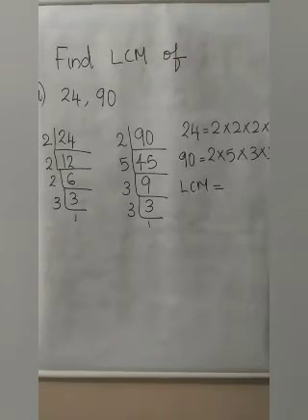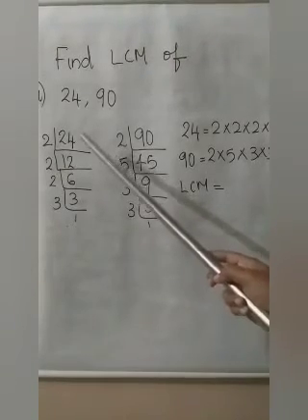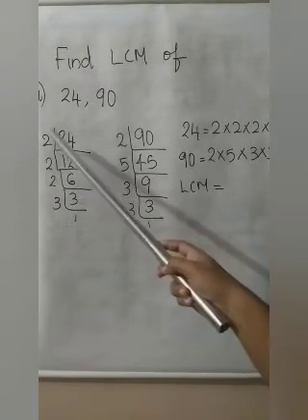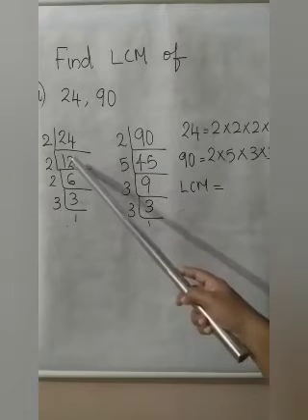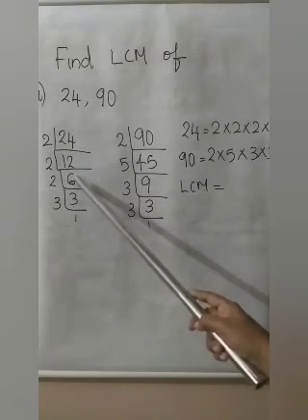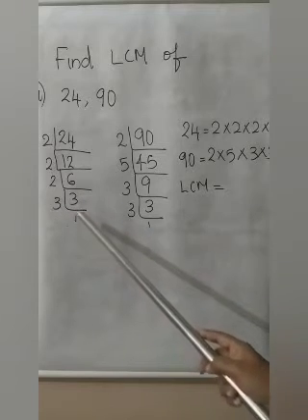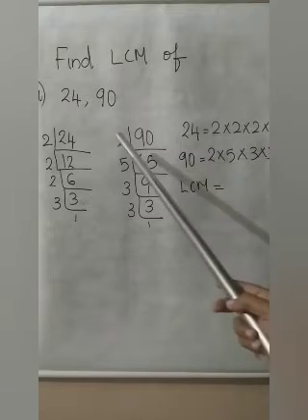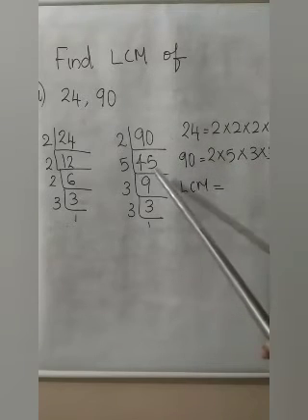So prime factorizing 24. How can we prime factorize 24? Starting with 2. 2 in 24, 12 times. Again 2 in 12, 6 times. 2 in 6, 3 times. 3 is a prime number, 1. Next 90. 90 is an even number. So starting with 2. 2, 90, 45.